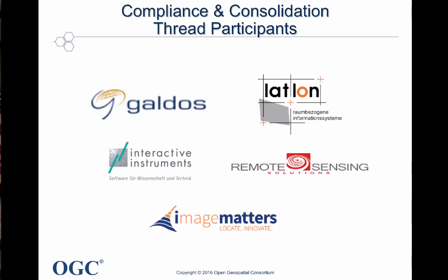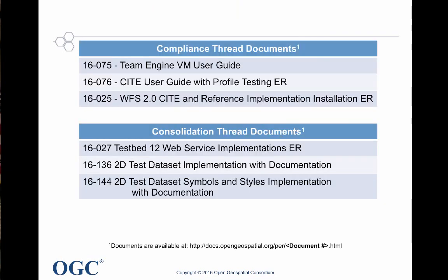This is the compliance thread and consolidation participants. So in the compliance thread, we have advanced packaging the testing tool that we use called Team Engine in a virtual machine. So if you want to do that, you put it in a secure environment, now you can do it. Also, we have a user guide for profile testing that talks about how to develop profiles and make them available in the OGC testing infrastructure.